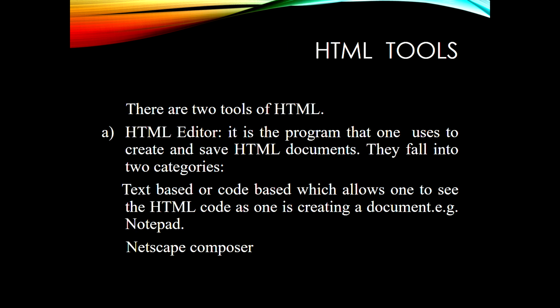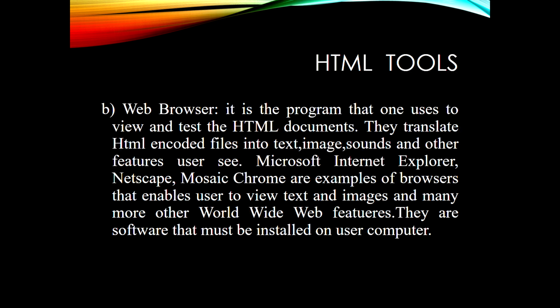HTML tools. There are two tools of HTML, HTML editor and web browser. HTML editor is the program that one uses to create and save HTML documents. They fall into two categories, text-based or code-based, which allows one to see the HTML code as one is creating a document. Example, Notepad.